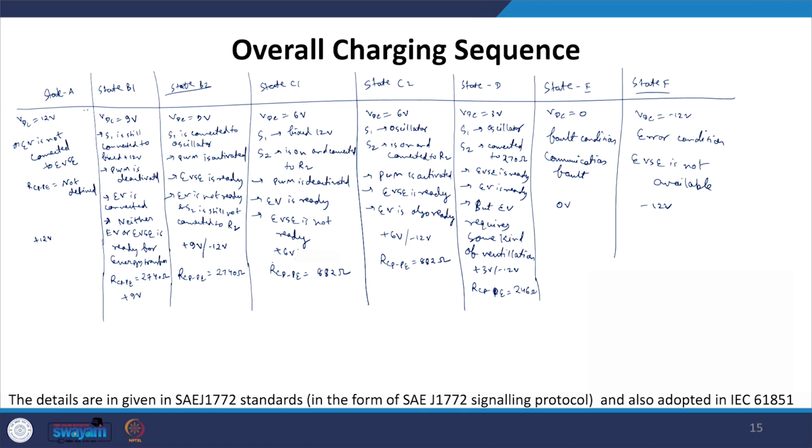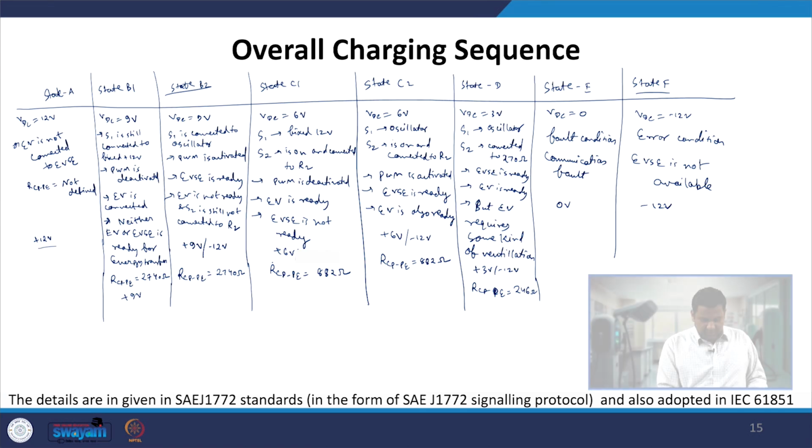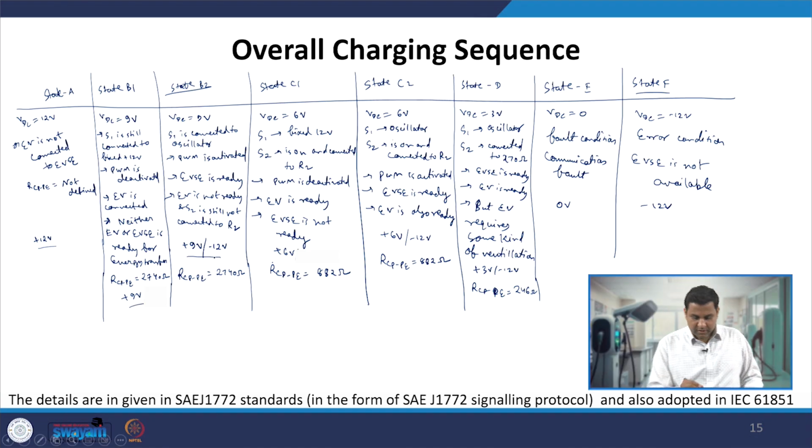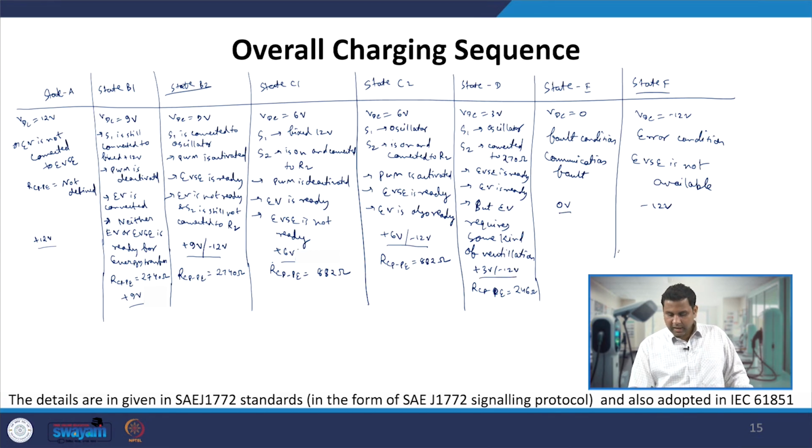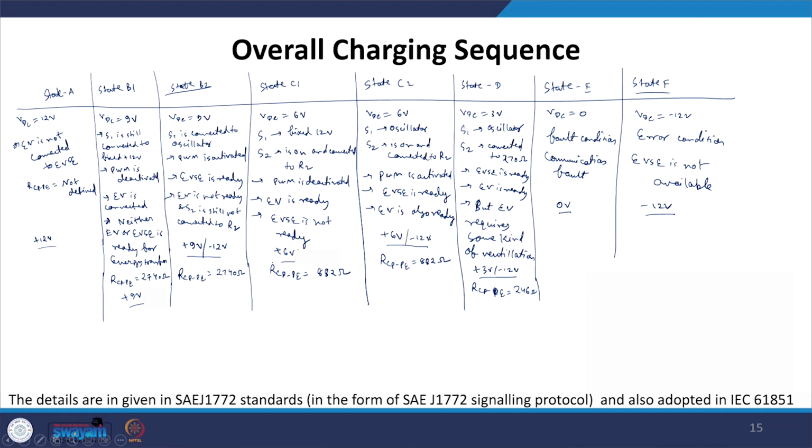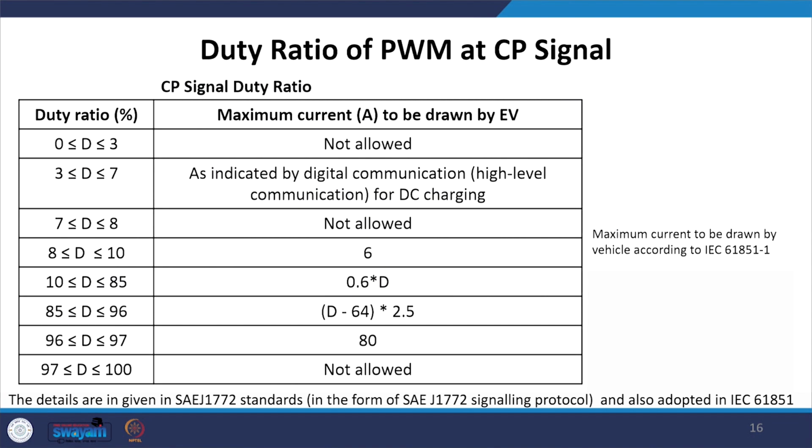Here in state A we have plus 12 volt, in state B1 our PWM will be plus 9 volt, state B2 is plus 9 volt and minus 12 volt, in state C1 we have plus 6 volt, in state C2 our PWM has plus 6 and minus 12 volt, in state D we have plus 3 and minus 12 volt, in state E we have 0 volt, and in state F we have minus 12 volt. This minus 12 volt is still there because our diode D1 does not get turned on, it gets turned on only for positive voltage.